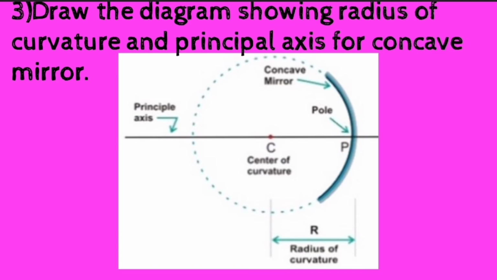So third one is draw the diagram showing radius of curvature and principal axis for a concave mirror. So again you have to draw the diagram showing radius of curvature and principal axis for a concave mirror. Same here also you have to draw a diagram of concave mirror. Again concave mirror के लिए आपको outer part shade करना है. Then you have to label the part. Okay, radius of curvature and principal axis you have to show it.